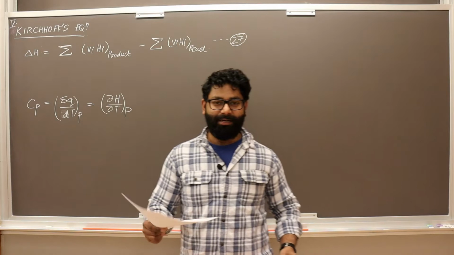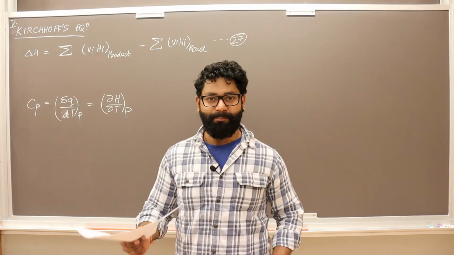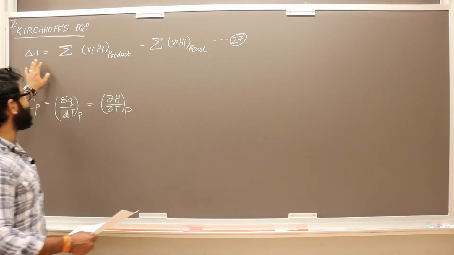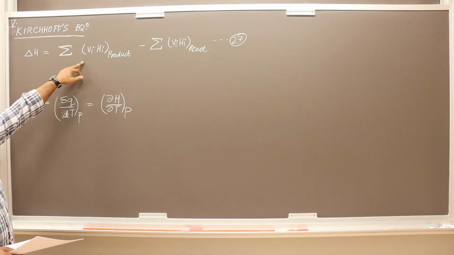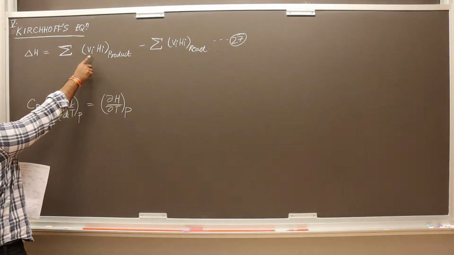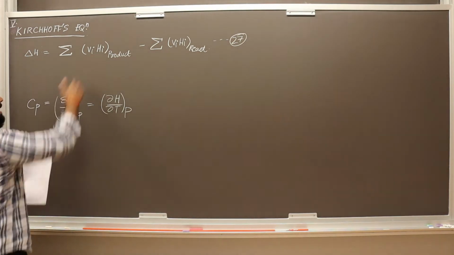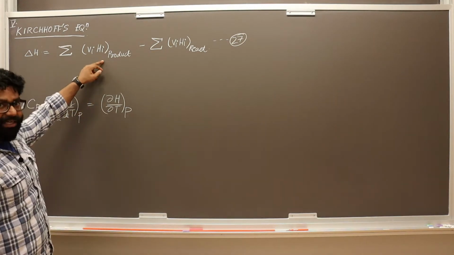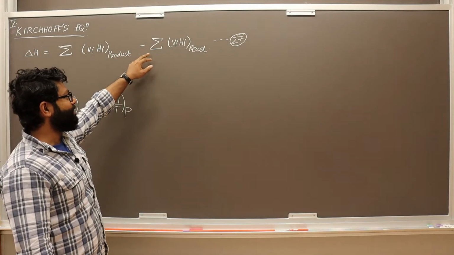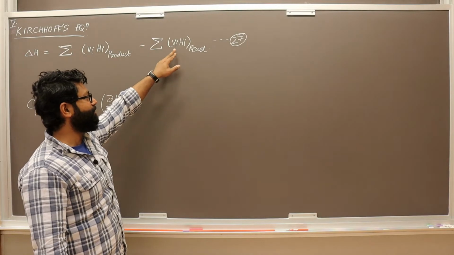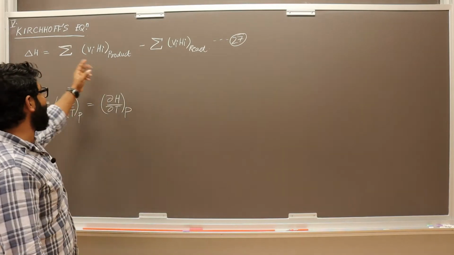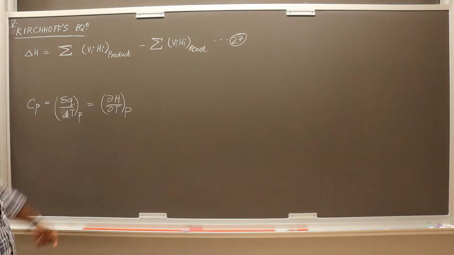Moving on to the next concept, Kirchhoff's equation. If you remember when we were dealing with the delta H, we came up with this equation in which we have the stoichiometric coefficients of the different species multiplied by the enthalpy of the individual products, the summation of those, and when we subtract the summation of the stoichiometric coefficients of the reactants with their enthalpies, we get the delta H of the reaction, in equation 27.